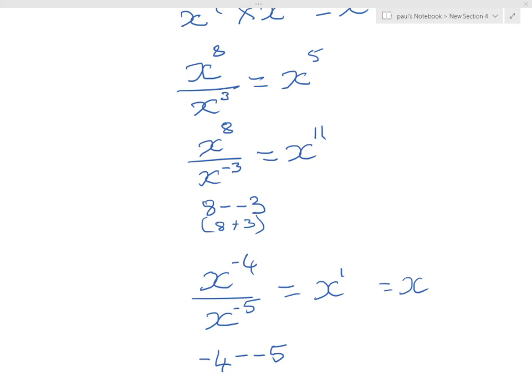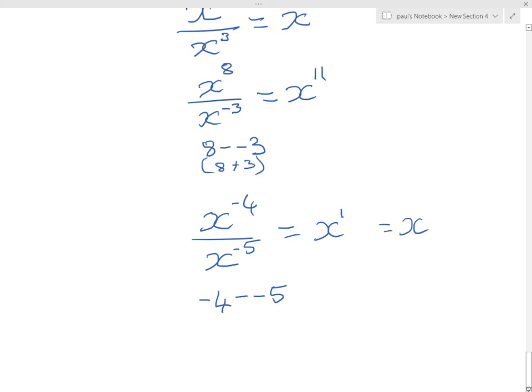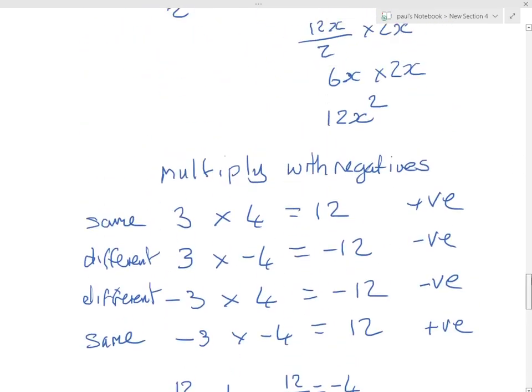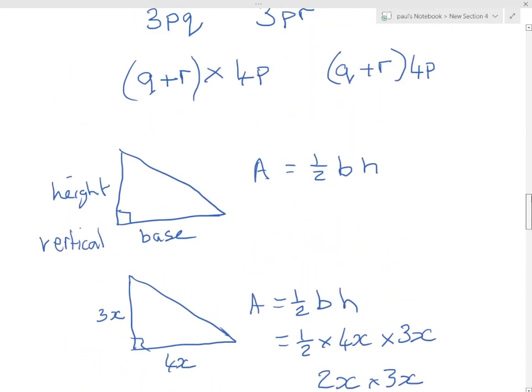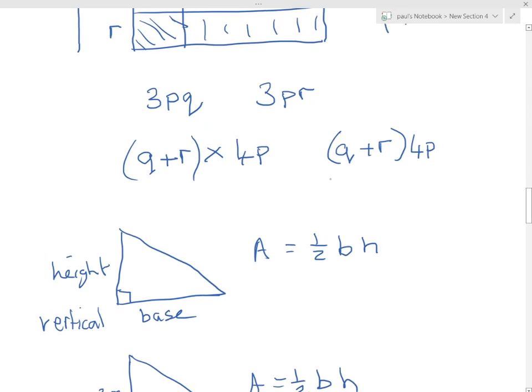Let's have a look. What we did in the last bit of this lesson was expand brackets. Now we nearly did that earlier on, but I stopped in my tracks. Where were we? We had the opportunity there to expand the brackets, but we didn't. So we'll find out how to do that now.